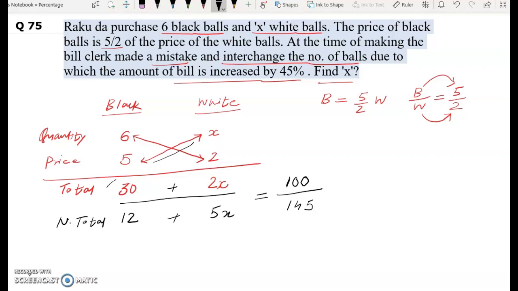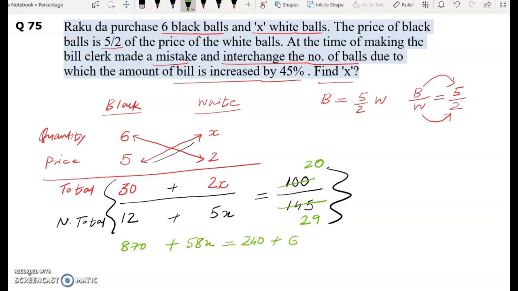Now we have got an equation here. Now this 4 into 25, 5 into 20, 5 into 4, 5 into 2 and 5 into 9. Now if we solve this, 29 into 3 is 87. So 870 plus 29 into 2 is 58. 58x is equal to 20 into 12 will give us 240 plus 60x, 100x.